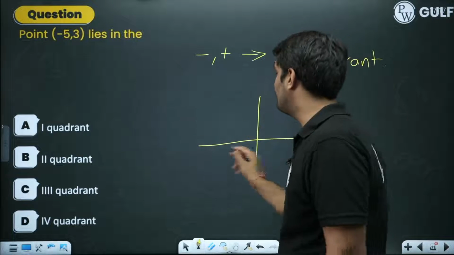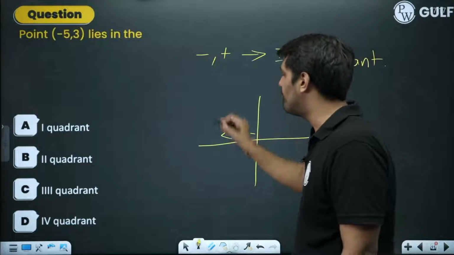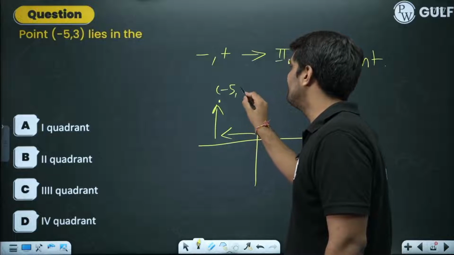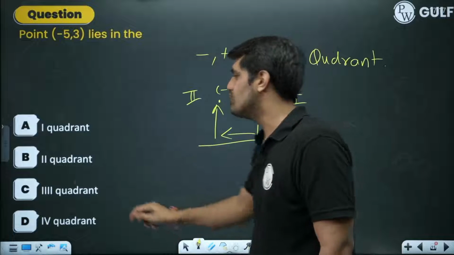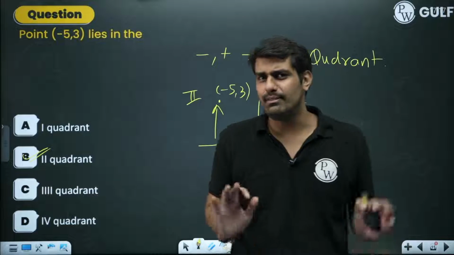Even if you want to go by the long method, you'll realize very early you are having -5, so you'll go on the left-hand side on the x-axis. Then you will move perpendicularly upwards like this. So then you will be reaching -5, 3, which is lying in the second quadrant. So the answer is option B over here, second quadrant. Things are quite simple, right?